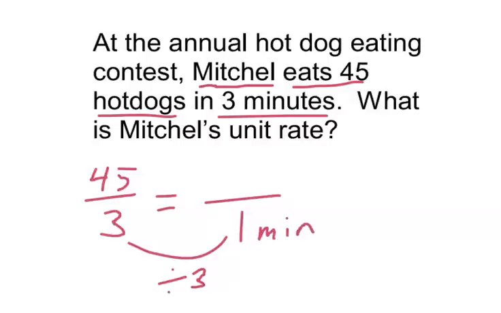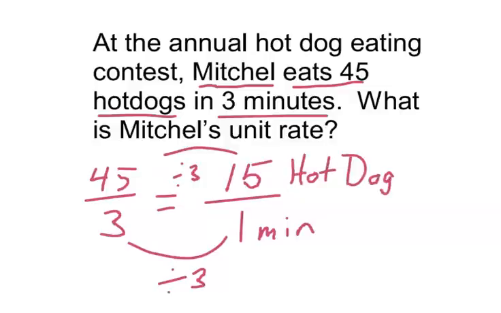And then 45 hot dogs, we're going to have to do the same thing with this one. Divide by 3. So we have 45 divided by 3, which is 15. So 15 hot dogs in 1 minute. So Mitchell eats 45 hot dogs in 3 minutes. What is Mitchell's unit rate? The unit rate is 15 to 1. 15 hot dogs per minute. There's your unit rate.